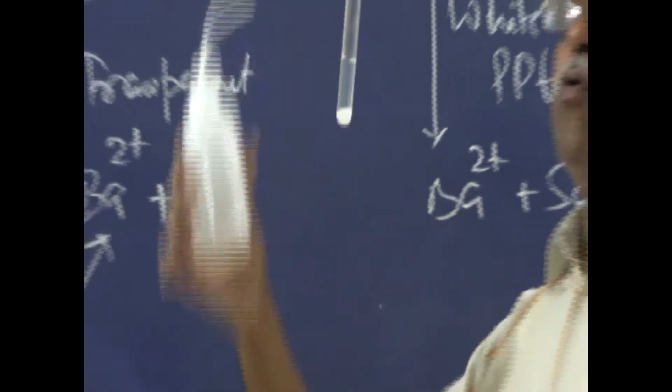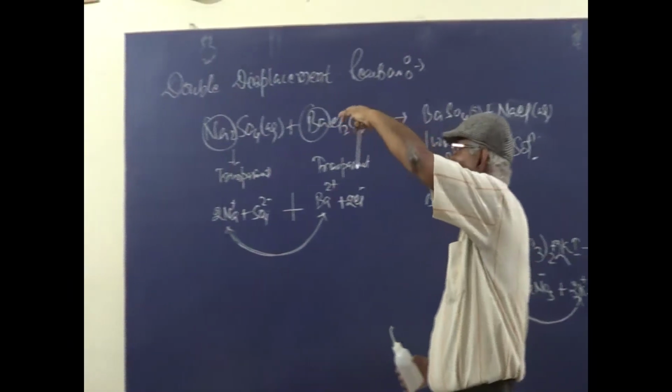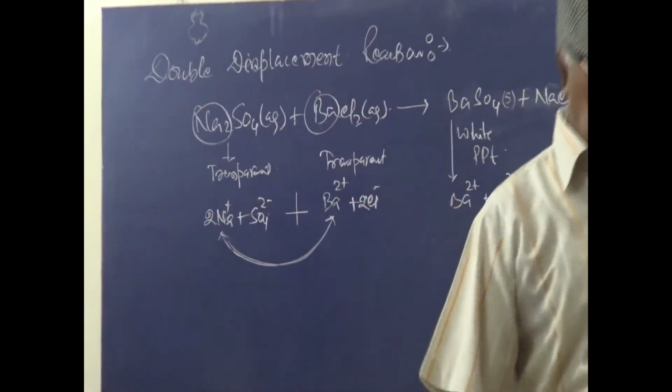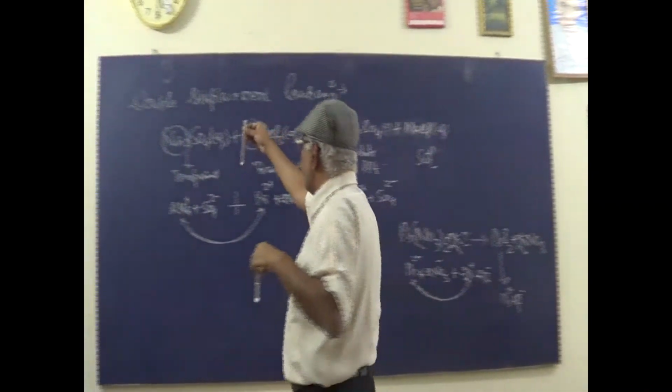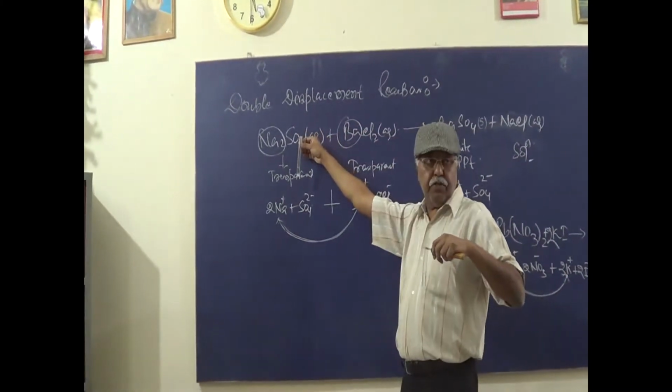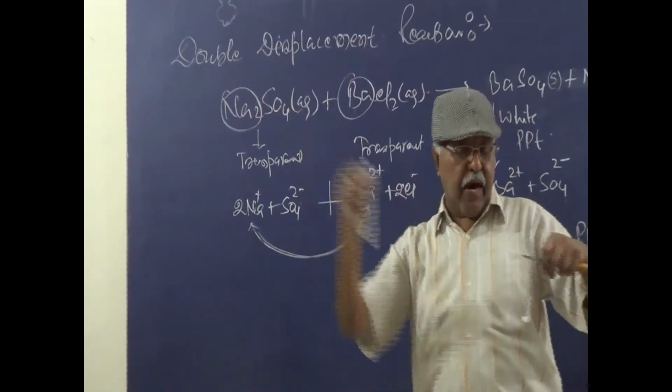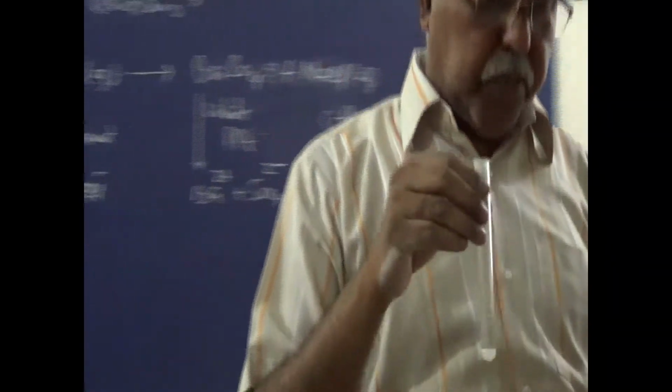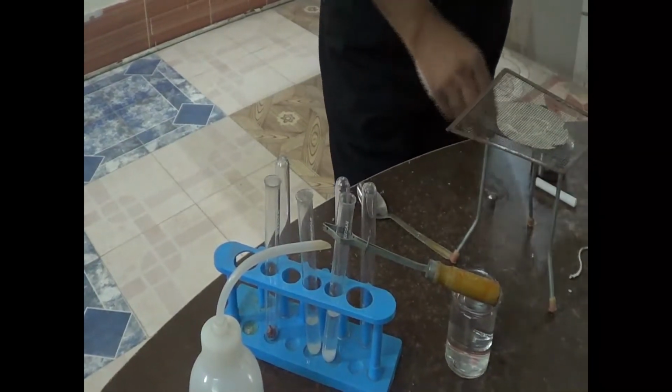Okay. Now you have the aqueous barium chloride solution. Similarly, we are getting the sodium sulfate solution. Now let me mix both. Both have not yet dissolved properly.